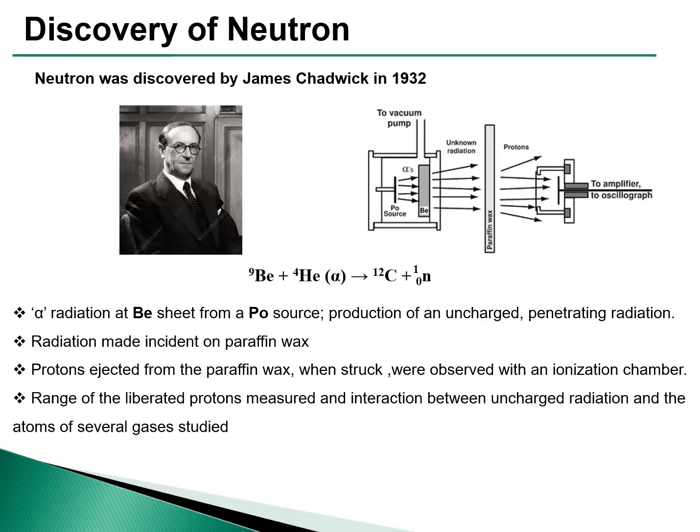ionization chamber. The range of the liberated protons was measured, and the interaction between the uncharged radiation and atoms of several gases was studied. Hence, it was concluded that the penetrating radiation constituted uncharged particles having approximately the same mass as a proton, and thus these particles were later termed as neutrons.